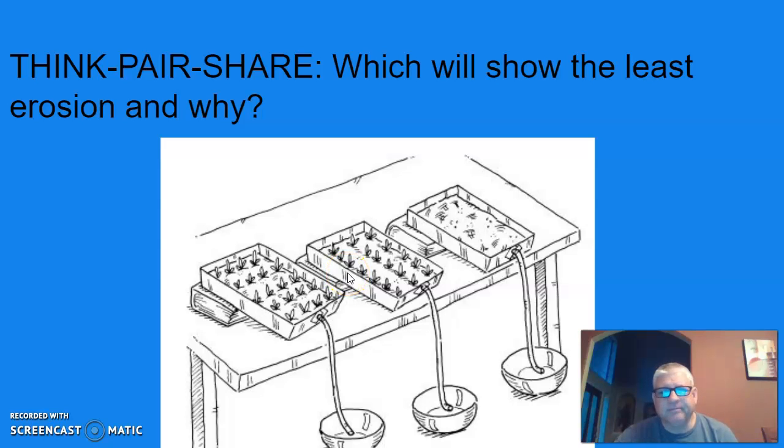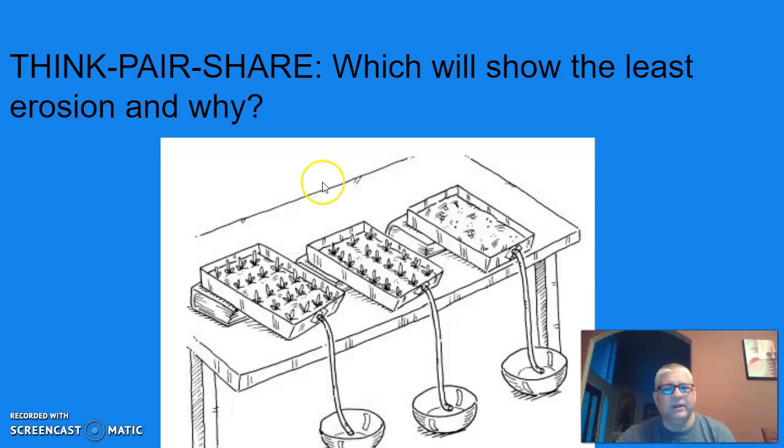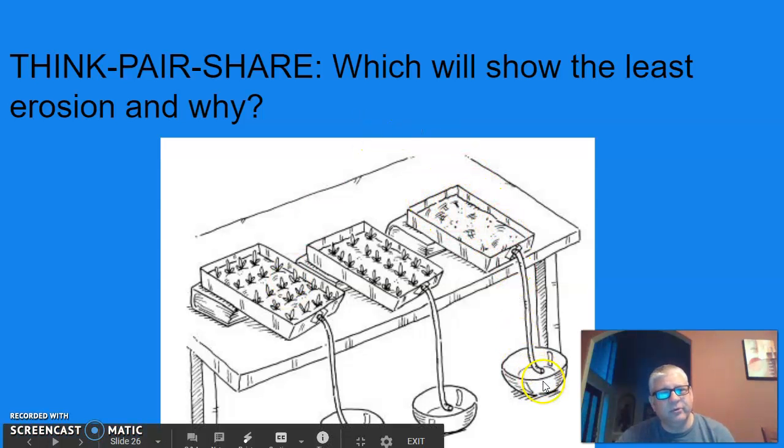Okay, back. So this one has the most vegetation. And because of it, remember what we said earlier, the roots are going to hold in the soil. So this one should have the least amount of erosion. On the other hand, down here, there's no vegetation. This would have the most erosion. So there'll be the most sediment here. There'll be a little less here and even less here. So that's the answer to that.